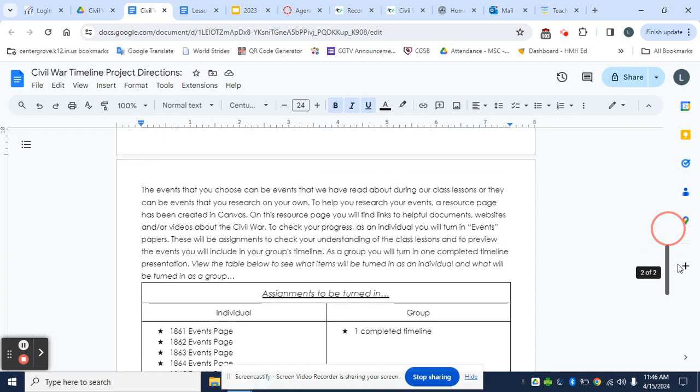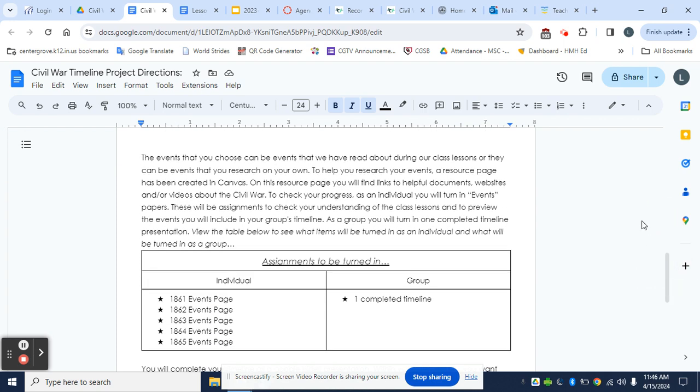The events that you choose can be events that we have read about during our class lessons, or they can be events that you research on your own. To help you research your events, a resource page has been created in Canvas. On this resource page, you will find links to helpful documents, websites, and/or videos about the Civil War.